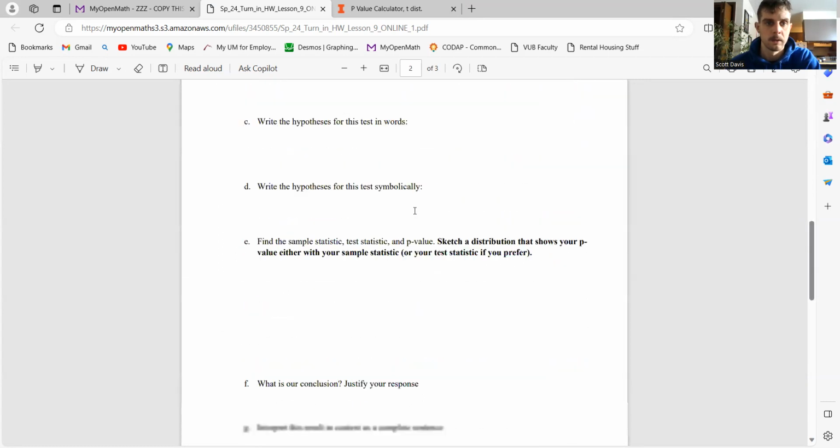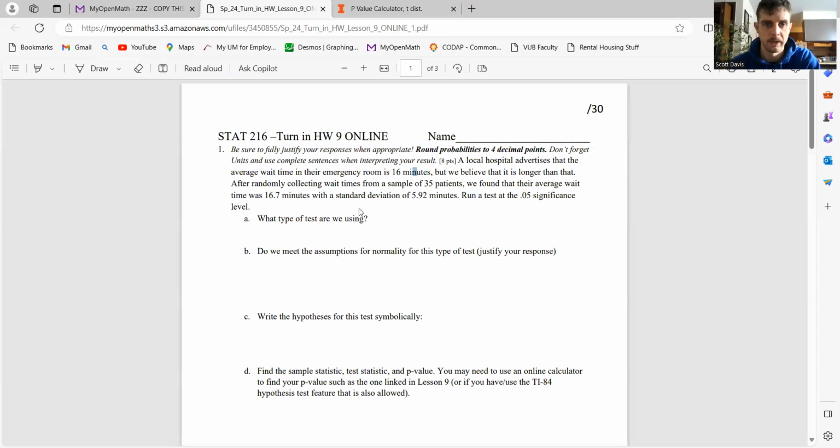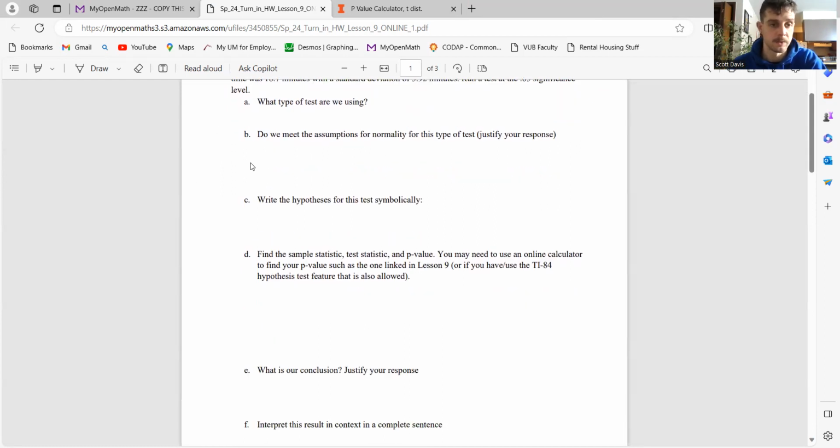So there's 3 questions that you will have to answer. The first about emergency waiting room time. So what kind of test are we using? There are 3 possible answers for the types of tests we're using. You're doing a proportion z-test. You are doing a z-test for means, or you are doing a t-test for means. And that depends on whether or not you have the population standard deviation or if our standard deviation is from our sample. So you will be identifying the type of test, identifying the assumptions for normality.